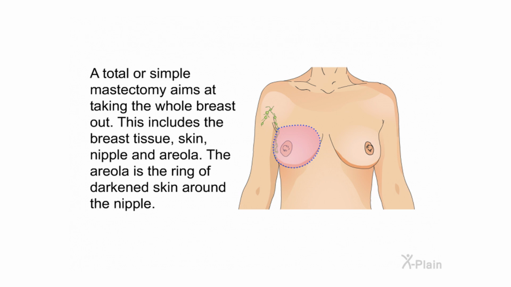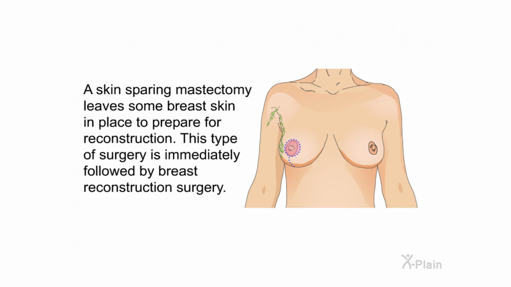This includes the breast tissue, skin, nipple, and areola. The areola is the ring of darkened skin around the nipple. A skin-sparing mastectomy leaves some breast skin in place to prepare for reconstruction. This type of surgery is immediately followed by breast reconstruction surgery.